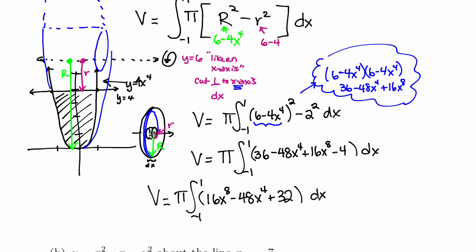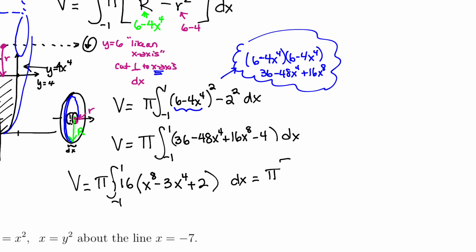I can pull out something. 4 comes out. I think 16 comes out. Let's make this easier. Well, I guess we don't have to. Do you guys like to pull out numbers or no? So let me pull out a 16. And then I'm left with x to the 8th minus 3x to the 4th plus 2, because 32 divided by 16 is 2. Okay.